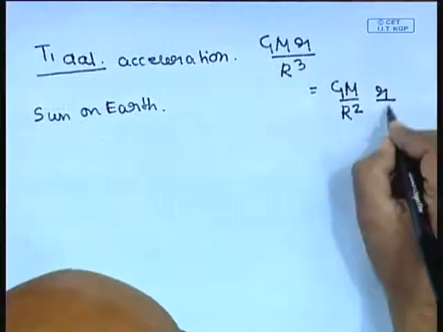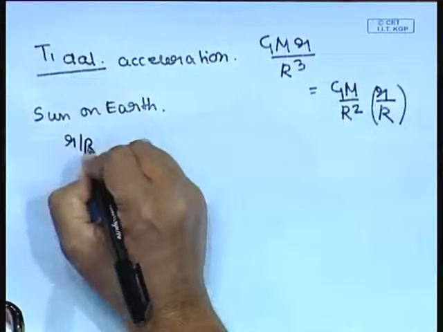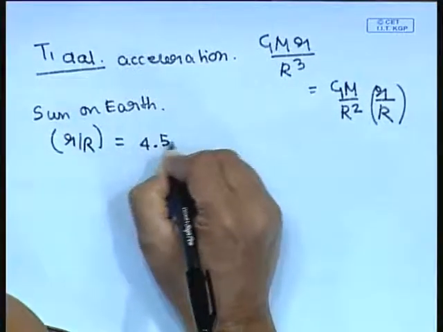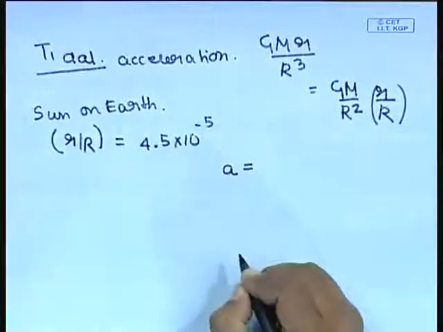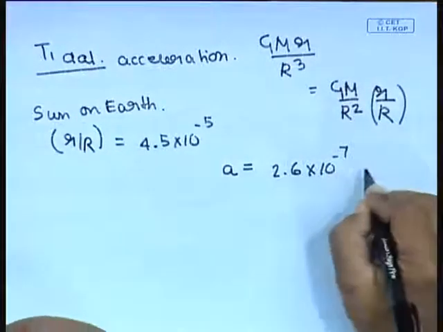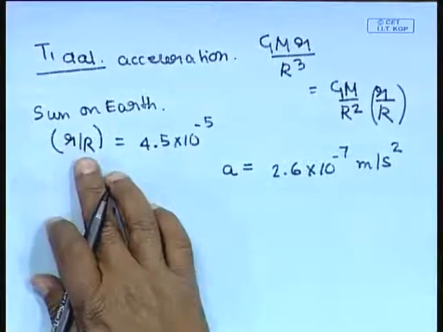So the distance between the center and the surface of the earth is the radius of the earth, and this has to be divided by the earth-sun distance. The radius of the earth we know is around 6000 kilometers. So this ratio, the radius of the earth to the earth-sun distance, comes out to be 4.5 into 10 to the power minus 5, and the tidal acceleration then has a value of 2.6 into 10 to the power minus 7 meters per second squared. So the ratio of the earth's radius to the earth-sun distance is very small, 10 to the power minus 5.